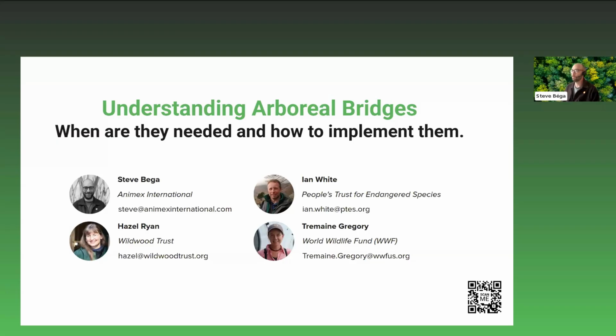And one of the areas that keeps me busy, and I've been extremely lucky to work on in recent years, is on Arboreal and Canopy bridges. And this is what I'm going to talk to you about today, along with a group of esteemed guests, including Ian White from the People's Trust for Endangered Species, Hazel Ryan from the Wildwood Trust, and Tremaine Gregory from the World Wildlife Fund for Nature.